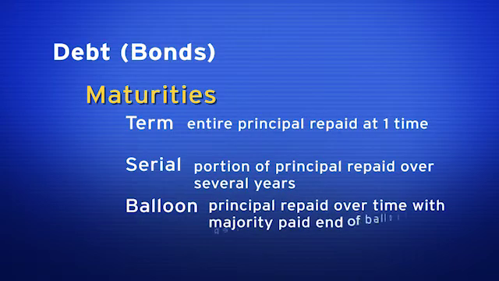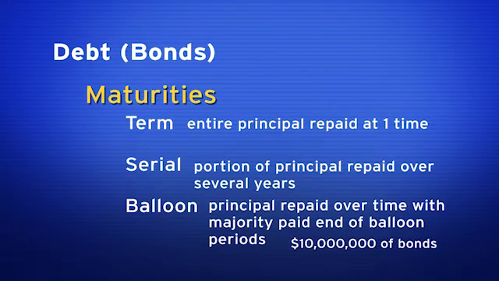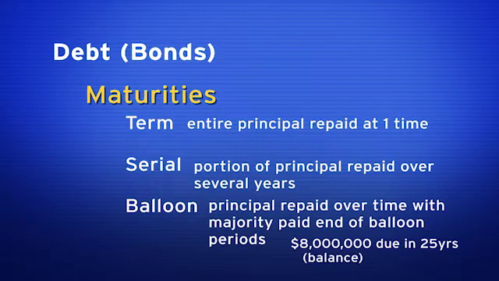Or a bond could be issued with a balloon maturity, where the majority of the principal would mature at one time. Big balloon payment. The principal is repaid over time with the majority paid at the end of the balloon period. Maybe we issue $10 million worth of bonds. $2 million of the bonds come due in 15 years. The balance, the $8 million balance, comes due in 25 years. So the majority comes due at one time in the form of a balloon payment.